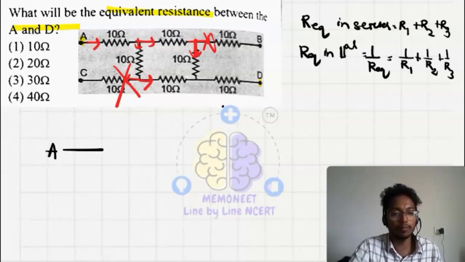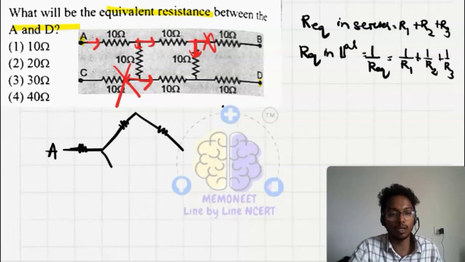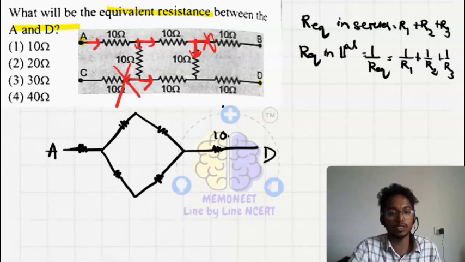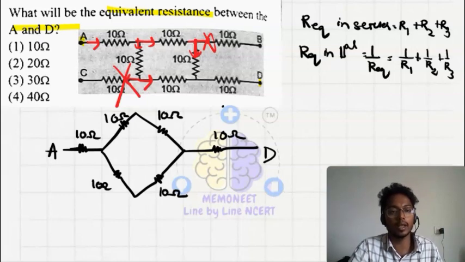So we will have the circuit like this. This is A, and we have here 10 ohm, here 10 ohm. Okay, then here it is also 10 ohm, here 10 ohm, here also 10 ohm, and here at last it is 10 ohm. Okay, and this is point D. This is 10, 10, 10 ohm, 10 ohm, and this is also 10 ohm.